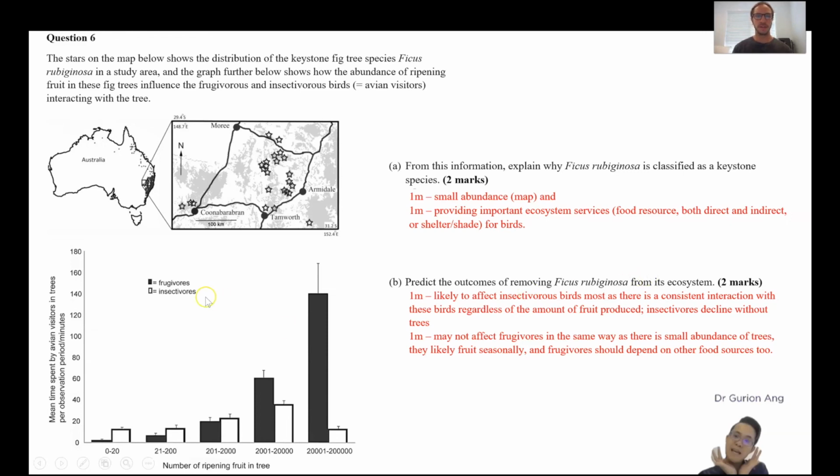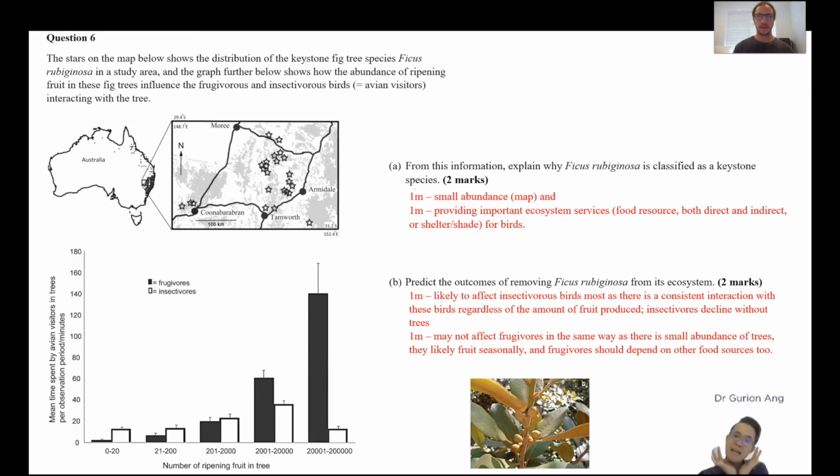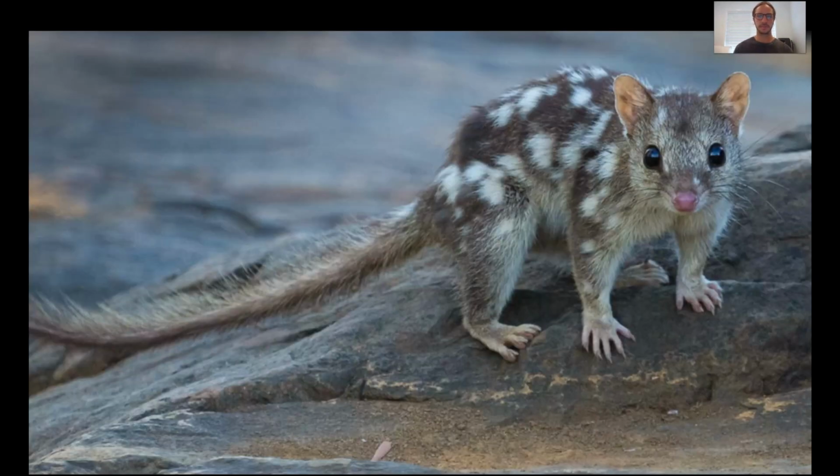But what about the frugivores? So it may not affect the frugivores in the same way, as there is a small abundance of trees anyway, and they are likely fruiting seasonally. And frugivores should depend on other food sources too. So that is that. Again, have a think over those answers if you would like to spend more time on them. And this is the particular plant species, maybe you've seen them, that we're talking about.